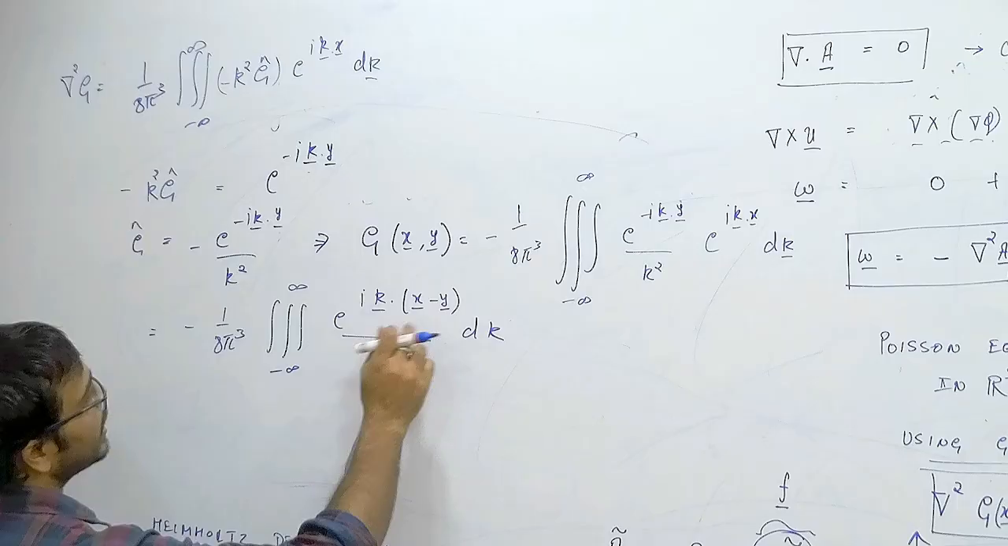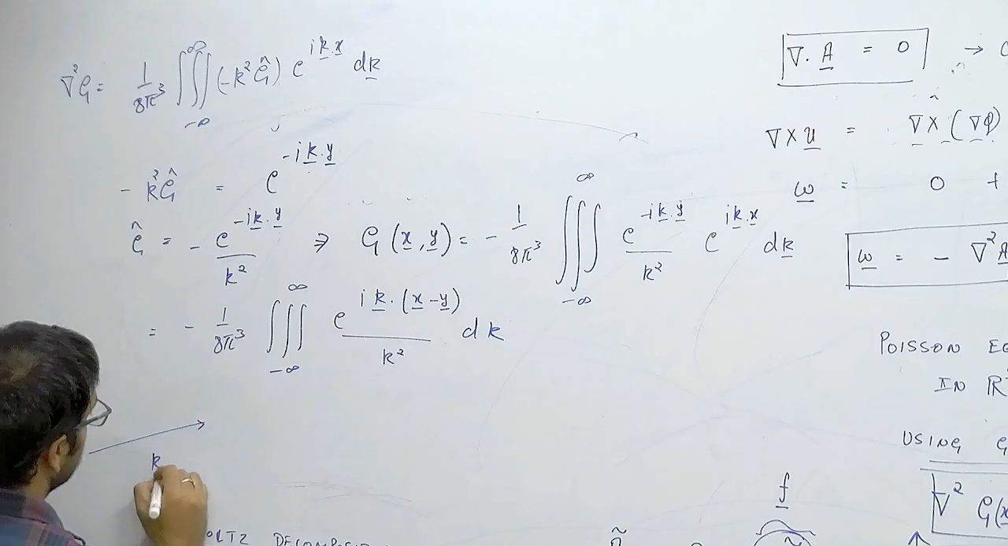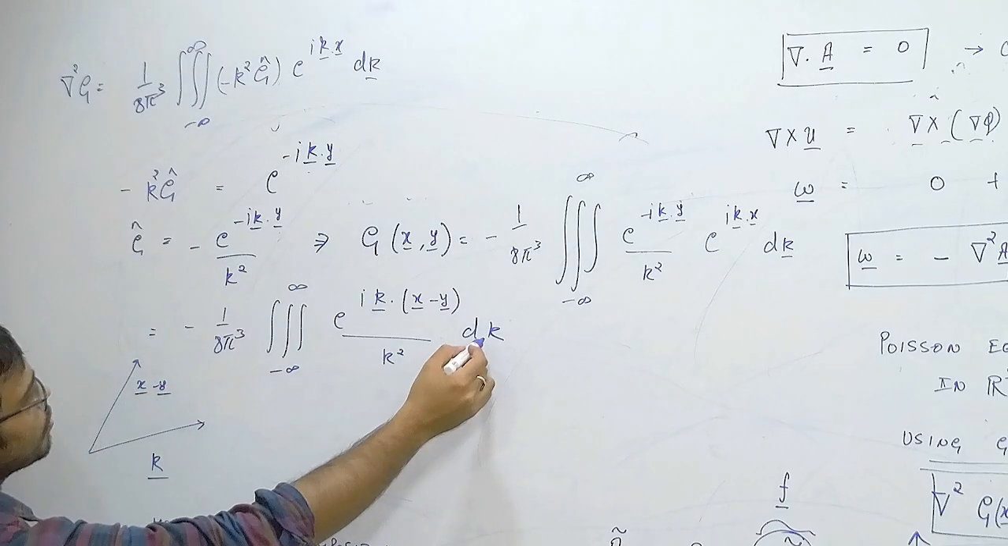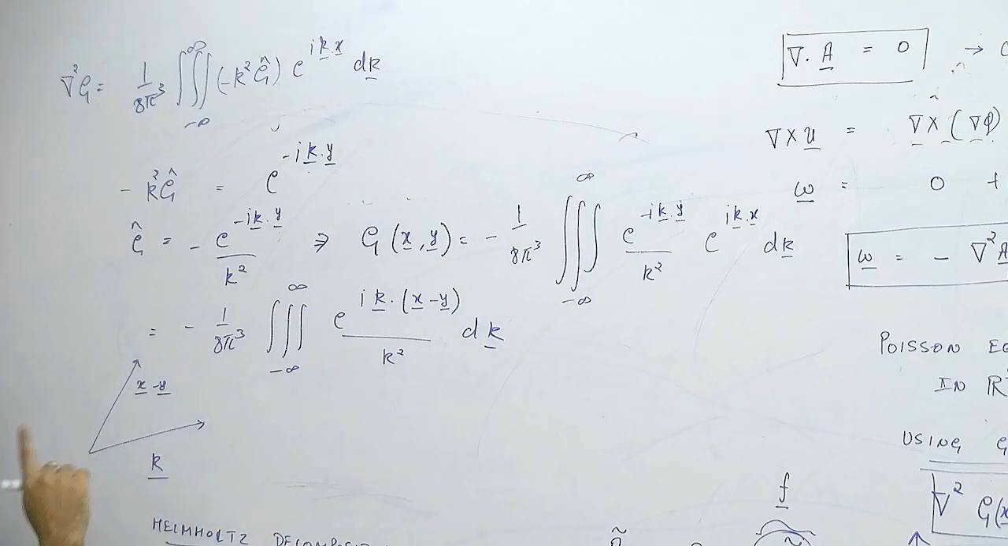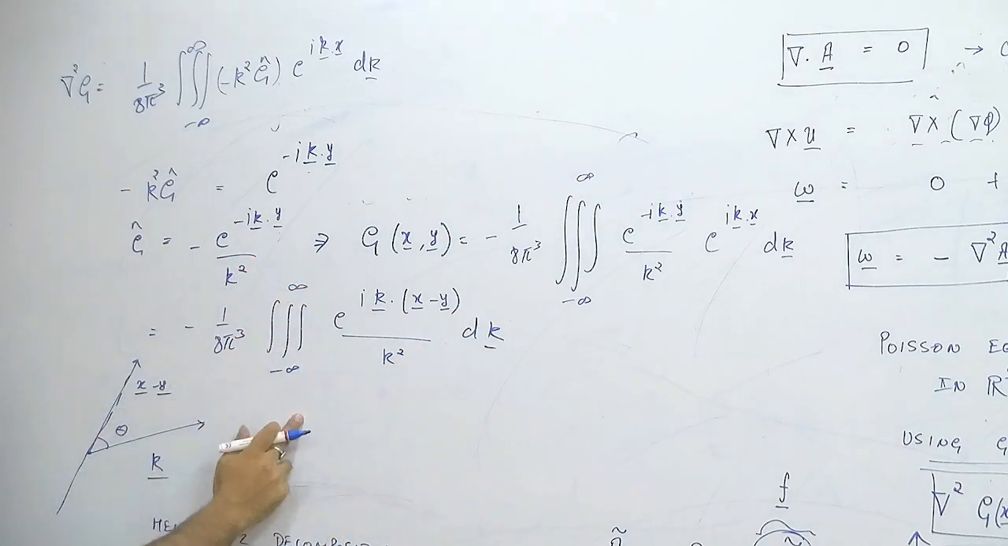you have e to the power i k dot x minus y. So what we are going to do is, let us say this is your k vector, and this is your x minus y vector. Okay. So what I am going to do is, instead of writing this in Cartesian coordinates, I am going to do this in spherical coordinates. Okay. How? So let us say this is your k vector, the angle that it is making with x minus y is theta. Okay. So we have to span the whole 3D space using this.